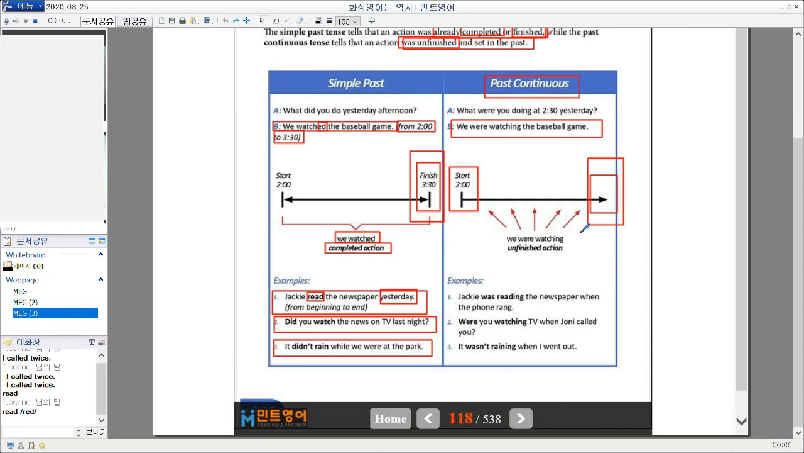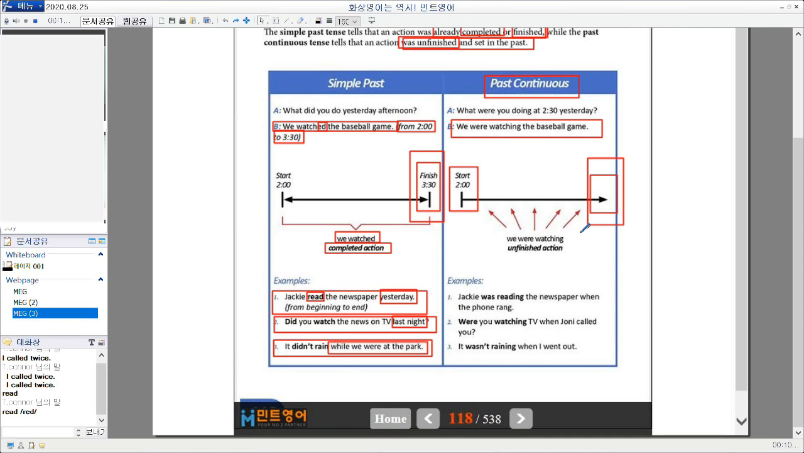For number 2, did you watch the news on TV last night? So it ended at, let's say, 11:59 again, because that is the end of the night, right? It's the same here. While you were at the park. So you're not at the park anymore, so it's over. The action is done. Before we move on to past continuous, do you have a question for simple past? I don't have any questions.